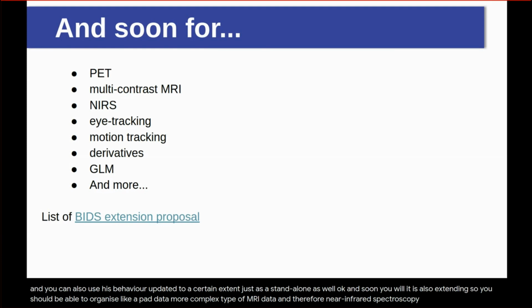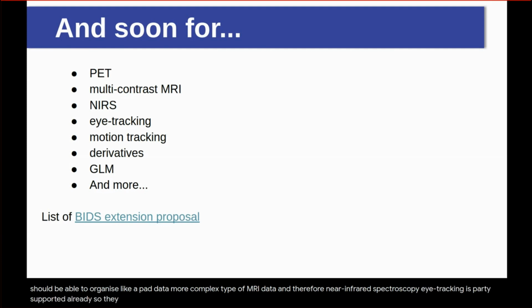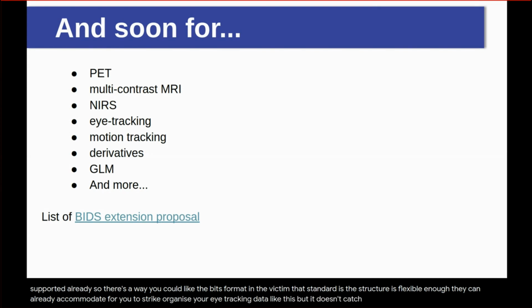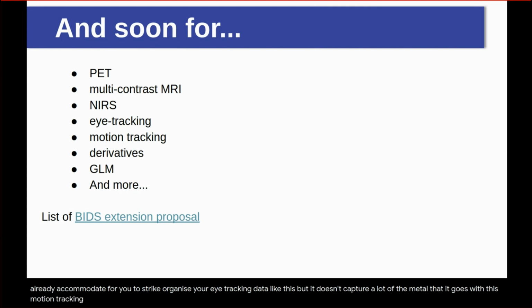Eye tracking is partly supported already. The BIDS structure is flexible enough that it can already accommodate you organizing your eye tracking data like this, but it doesn't capture a lot of the metadata that goes with it. There's motion tracking in the pipeline that should be coming, people are working on that. A whole bunch of different derivatives will be there.